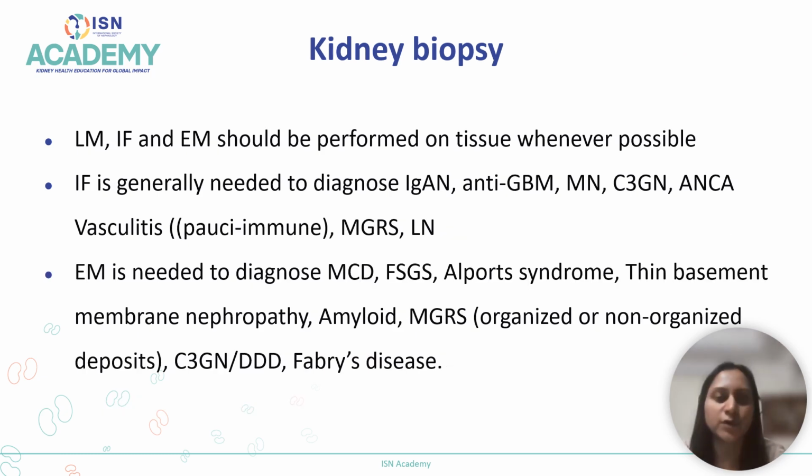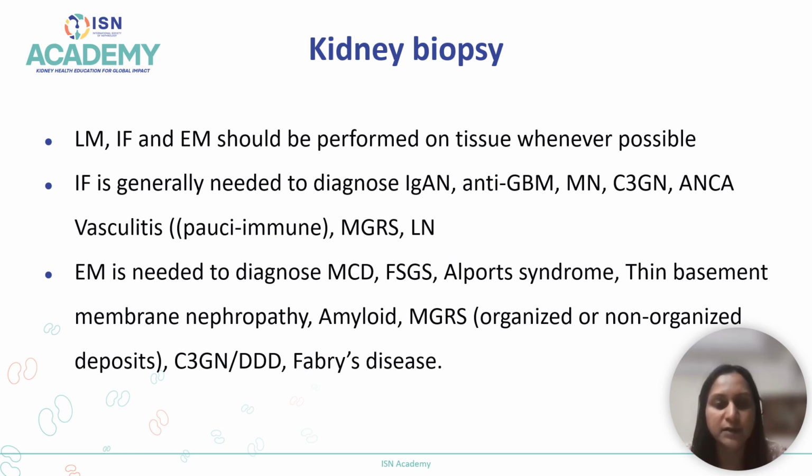Light microscopy, immunofluorescence, and electron microscopy should be performed on the kidney biopsy tissue whenever possible. Immunofluorescence is generally needed to diagnose IgA nephropathy, where we see mesangial IgA deposits. In anti-GBM, we see linear IgG deposits along the glomerular basement membrane. Granular deposits of IgG along the glomerular basement membrane are seen in membranous nephropathy. In C3GN, we see granular deposits of C3 along the glomerular basement membrane and also C3 deposits in the mesangium or in the subendothelial space.